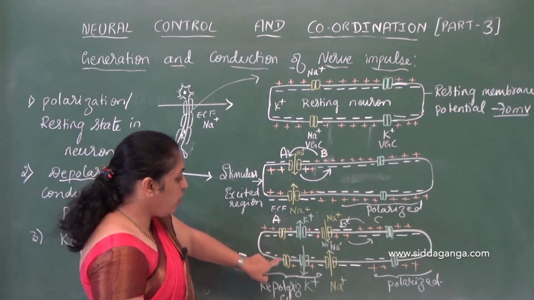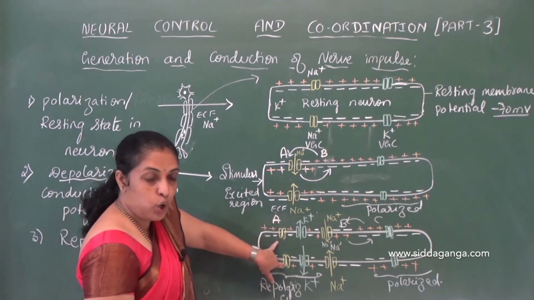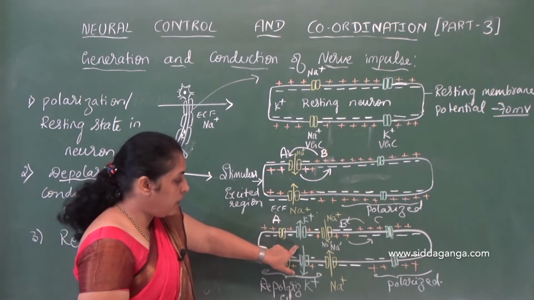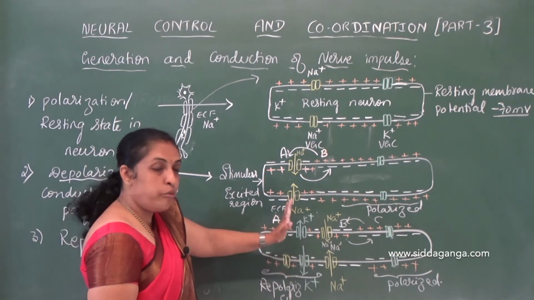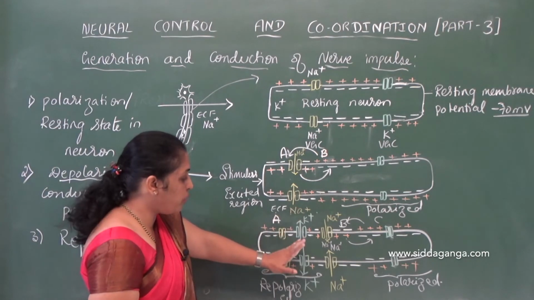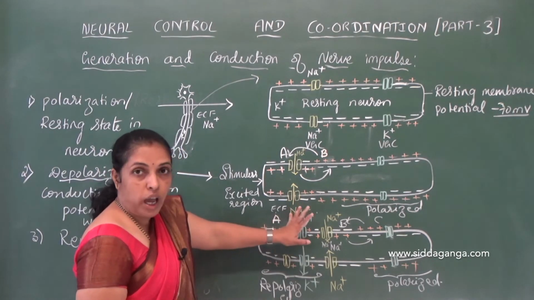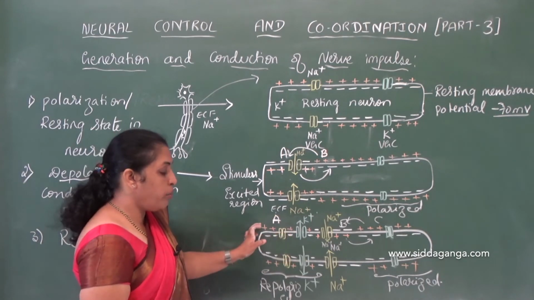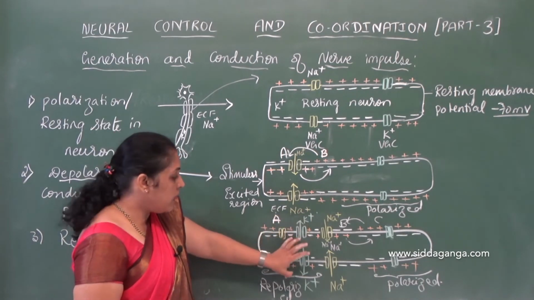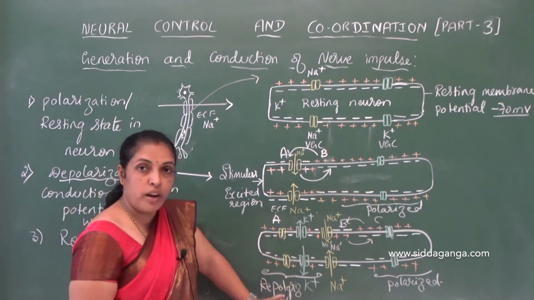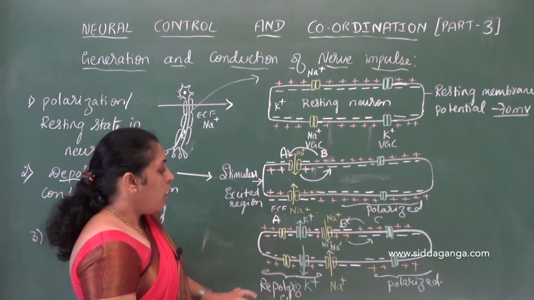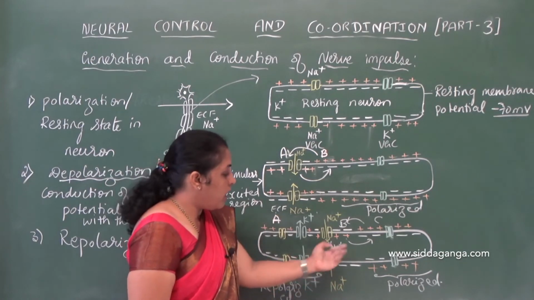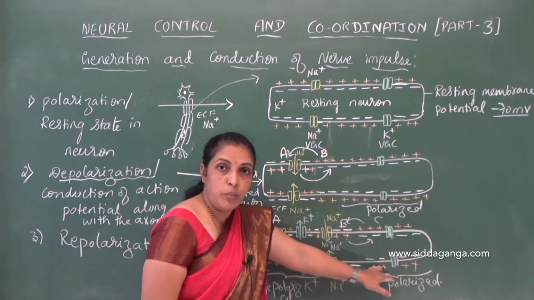That means sodium voltage gated channels will be closed and potassium voltage gated channels will be opened. Hence efflux of potassium takes place. That means potassium will move out of the axoplasm, again restoring negative charge inside and positive charge outside. That state is called repolarized state. And the adjacent area is now in depolarized state, and adjacent to that again it is in polarized state.